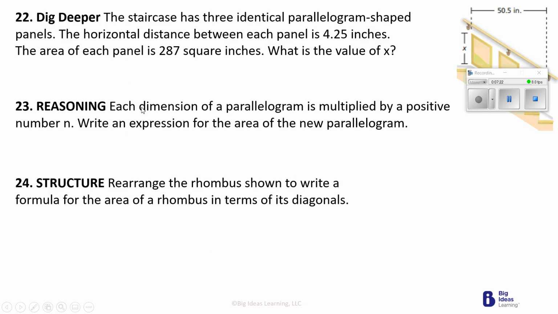22 is yours. 23 says each dimension of a parallelogram is multiplied by a positive number n. Write an expression for the area of the new parallelogram. Well, the area of a parallelogram is base times height, and we're multiplying each dimension by n. So we're going to get n squared, right? Because we're going to have to multiply n by itself, times the base times the height. Or we could just say n squared times the area. 24 is for you to do.